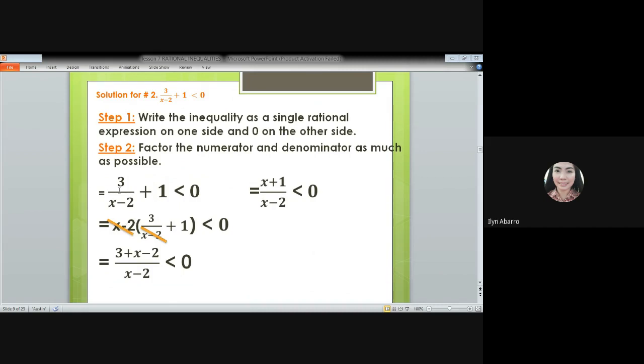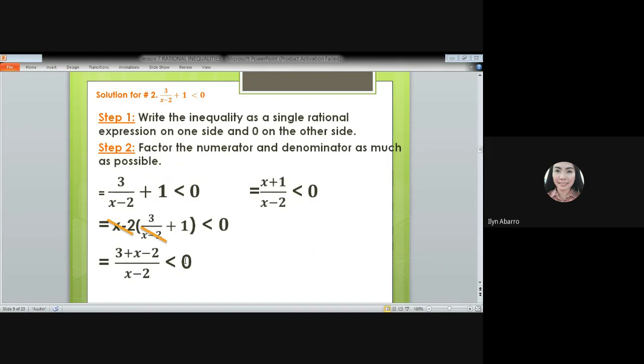Multiply it by x minus 2 times 3 over x minus 2. The x minus 2 cancels out. What is left is 3. So, over, you write down the LCD. And then, x minus 2 times 1. Okay, since our operation here is addition already, no need to change sign. So, you write x minus 2 as it is. Over x minus 2 is less than 0.